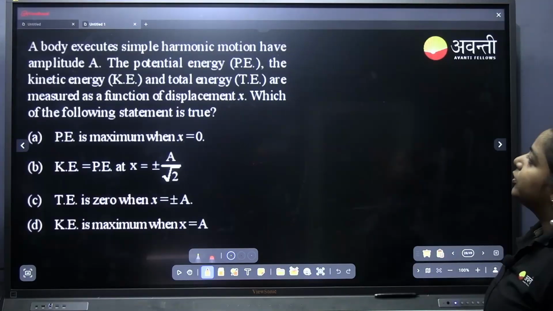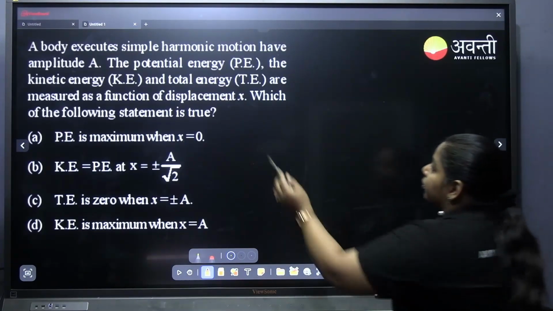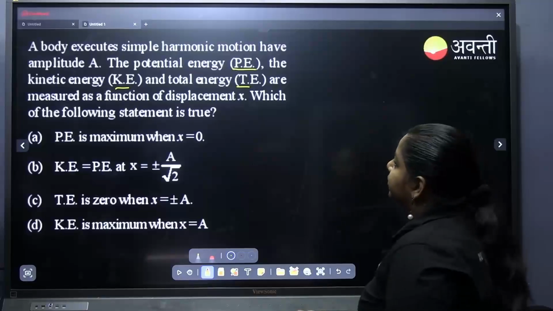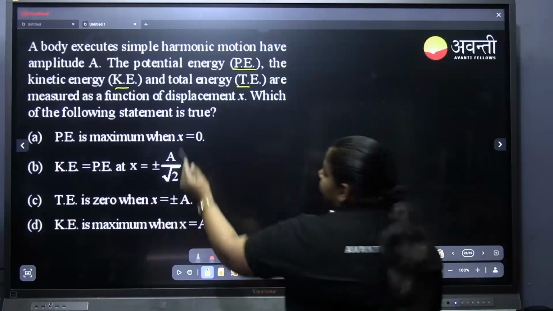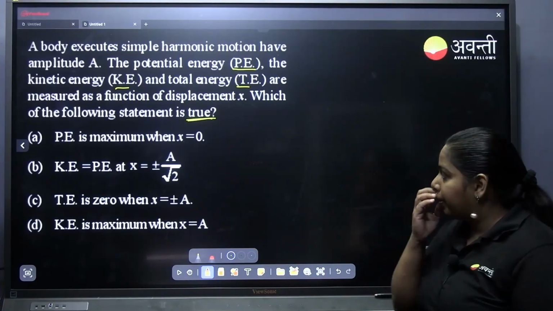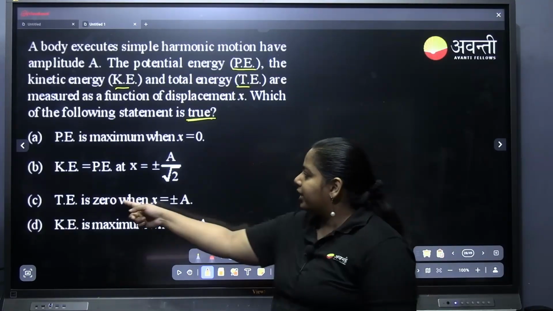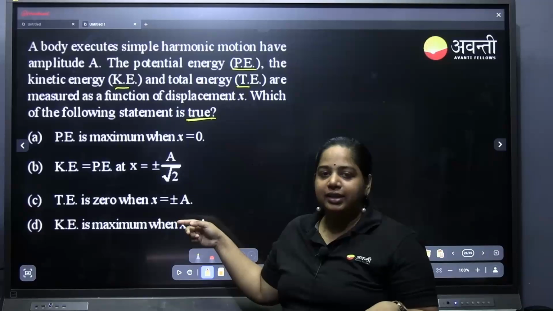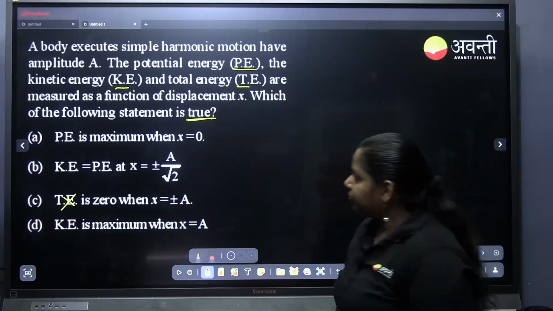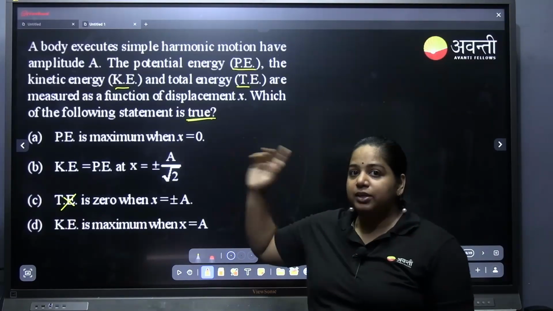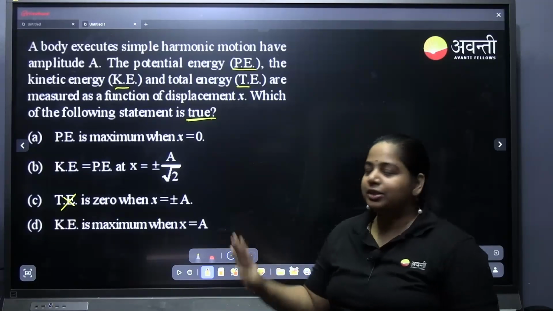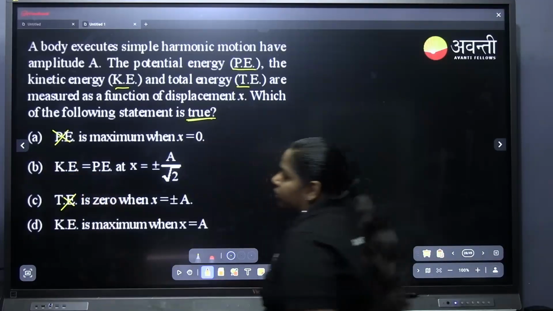Next one, a body executes simple harmonic motion, having amplitude A, potential energy P, kinetic energy K, total energy T, which are measured as functions of displacement. Which of the following statements is true? You have to find the true statement among these. See, total energy is constant and always half K a square, so we can cancel that option itself. Potential energy P equal to half K x square, so at x equal to 0, potential energy is minimum. So this is also not true.